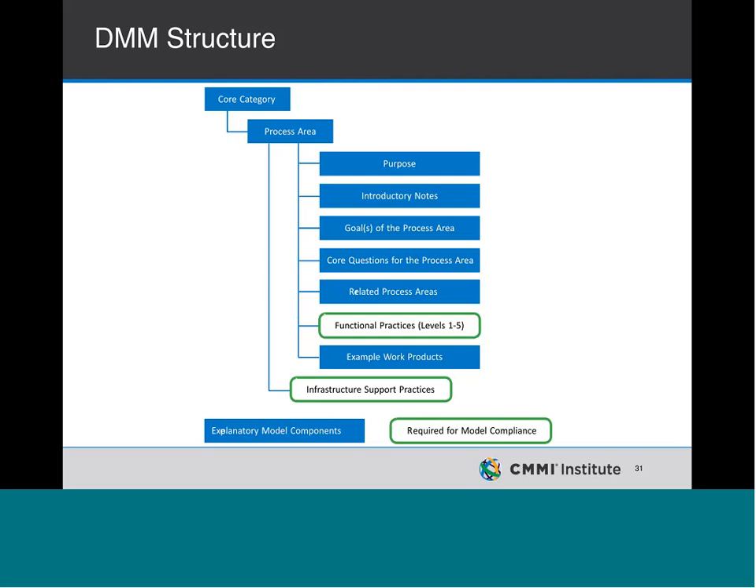And then for maturity, what we call infrastructure support practices, like the examples I gave, policy, training, resourcing, et cetera, also for maturity evaluations have to be satisfied. Right now, most people are using the model as a capability building accelerator. What have I got? What should I do next? And that's what they get out of using it.